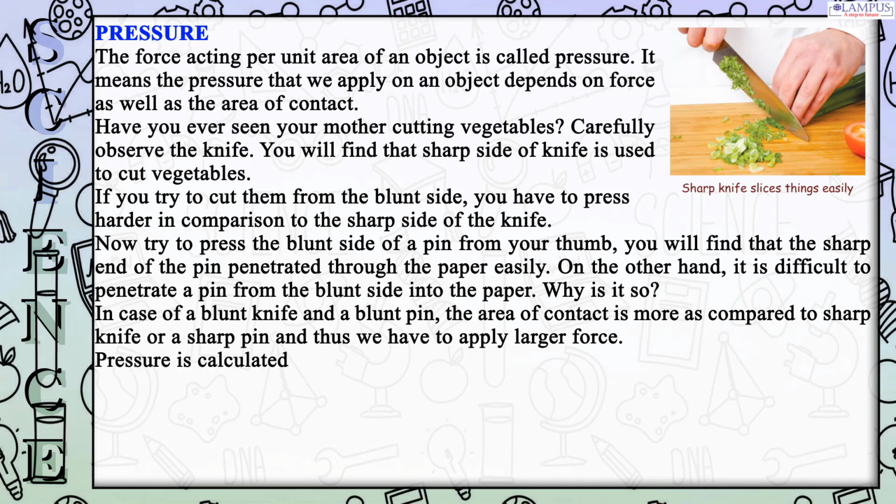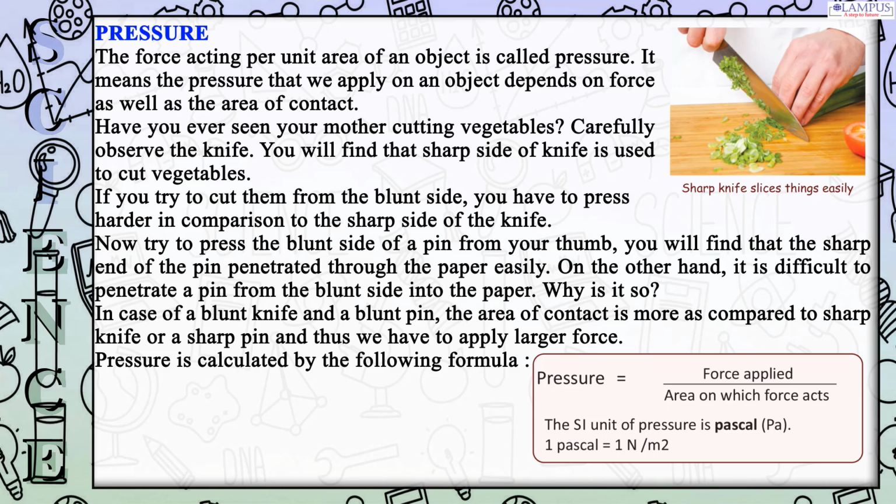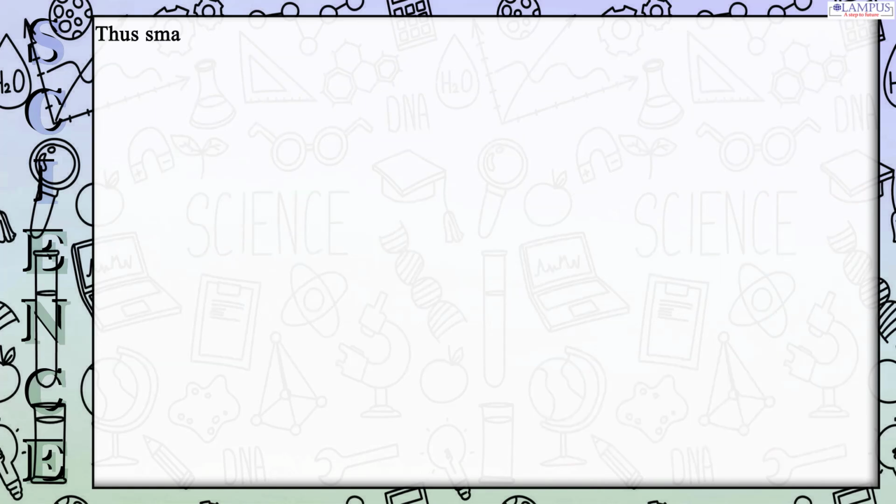Pressure is calculated by the following formula. Pressure equals force applied divided by area on which force acts. The SI unit of pressure is Pascal, Pa. 1 Pascal equals 1 N per square meter. Thus, smaller the area of contact, larger is the pressure exerted.